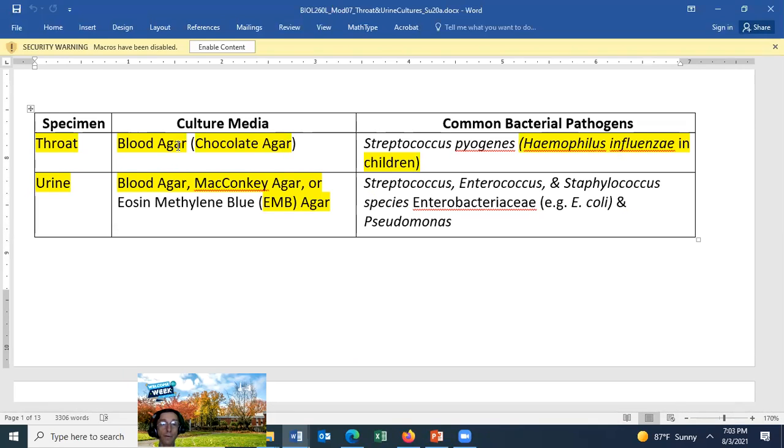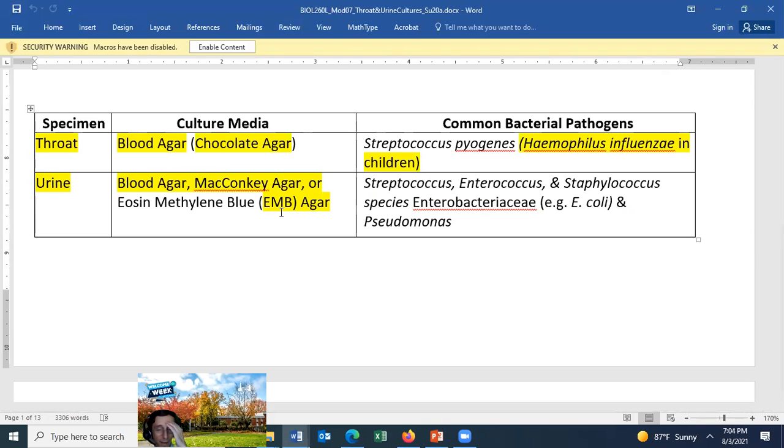All right, for urine culture, we normally grow urine cultures on two different media. One would be blood agar, the other would be either MacConkey's agar or EMB. For blood agar, you're going to grow both the gram positives and the gram negatives, as well as anything that's finicky in growing. The term is fastidious.